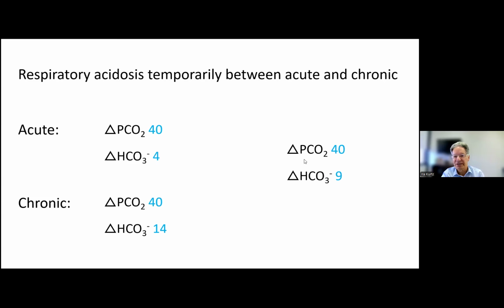And if you just look at these numbers simplistically, you would say, oh, it's not acute or chronic. And it can't be metabolic alkalosis either. That wouldn't fit. So you would say it's a mixed disorder if you saw these. But again, the problem is you just haven't waited long enough. You caught the patient in between.